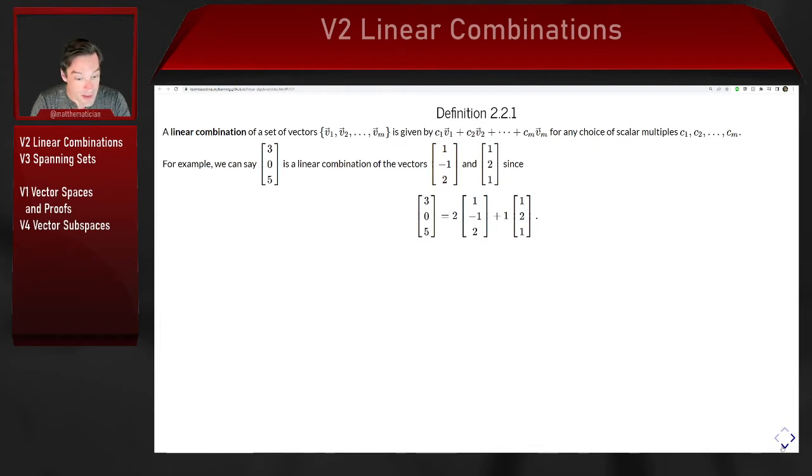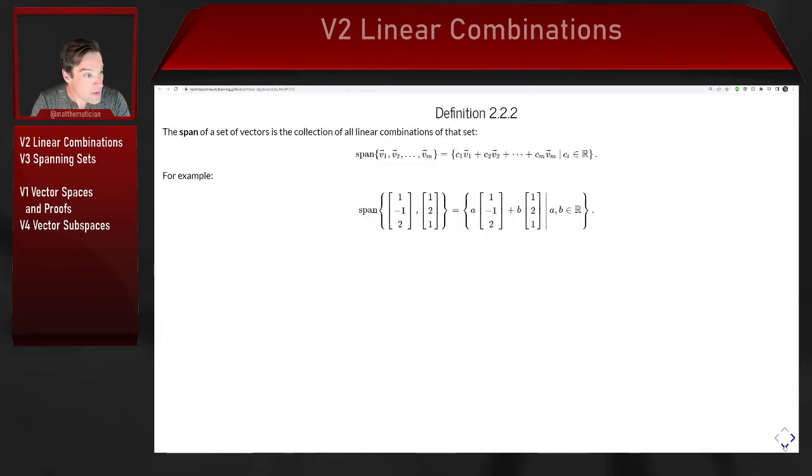And so in the first few activities, what you did was characterize, if you give me a collection of vectors, can you tell me what does the set of all possible linear combinations of those vectors look like? That set is called the span of that set of vectors.